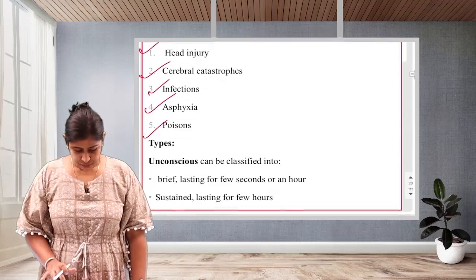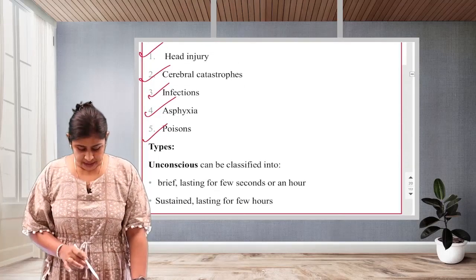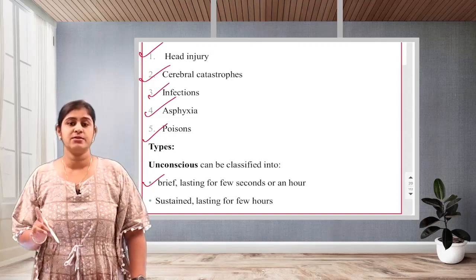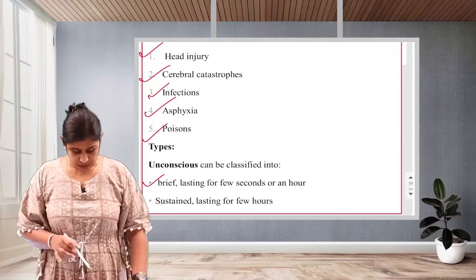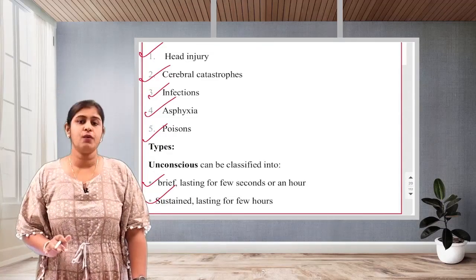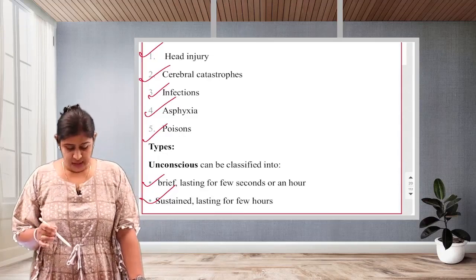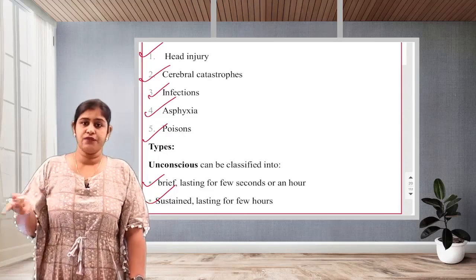Types of unconsciousness. Unconsciousness can be classified into brief, lasting for a few seconds or an hour. First is brief, lasting for either a few seconds or an hour. Sustained, lasting for a few hours.